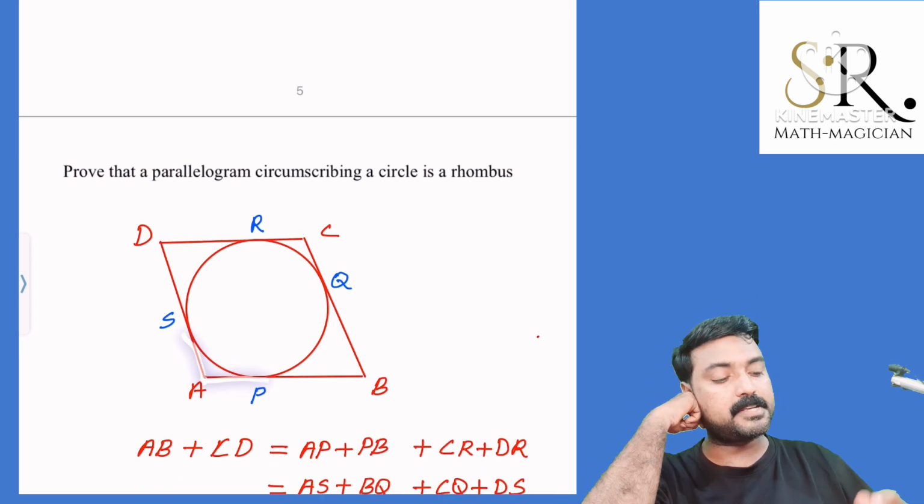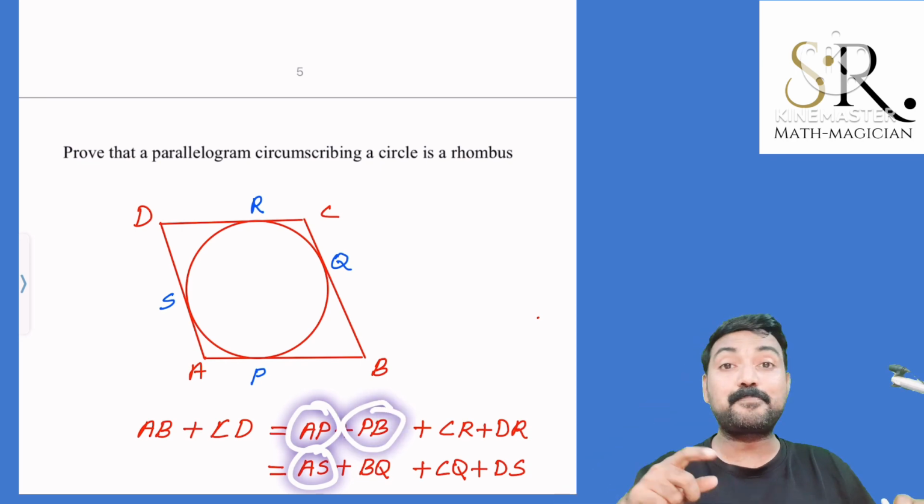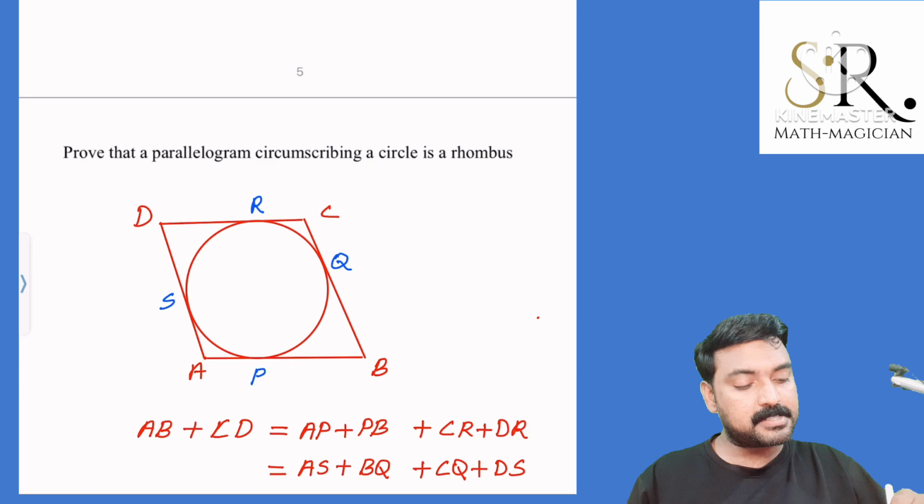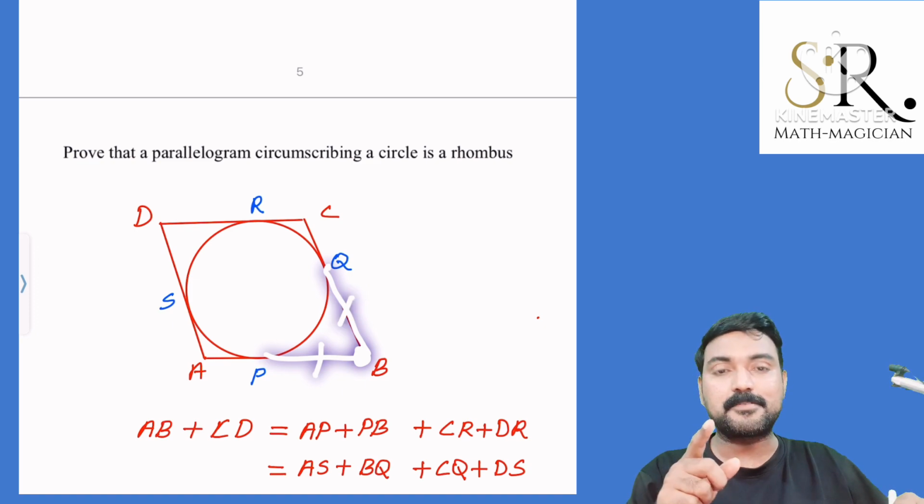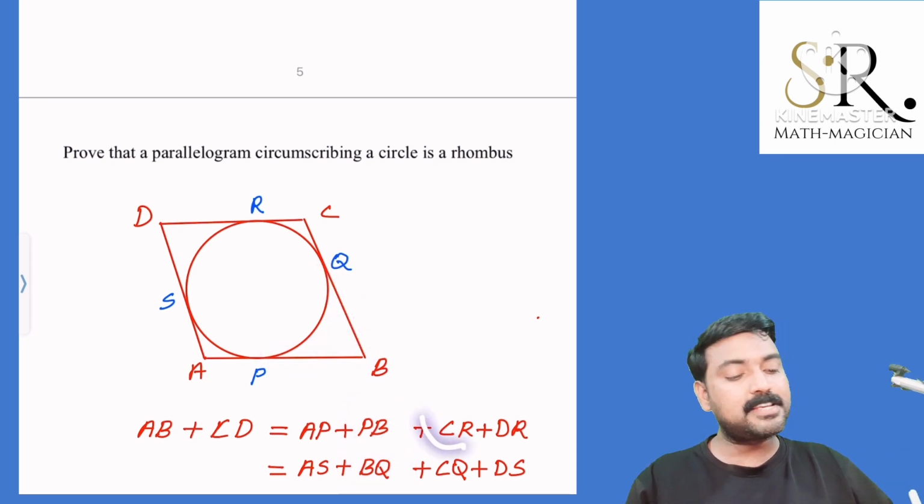So I am going to replace this AP with AS. Similarly, PB with BQ. Why? PB starts from external point B, and BQ also starts from external point B, so both tangents will be equal. So instead of PB, I am writing BQ. Are you getting? Yes.